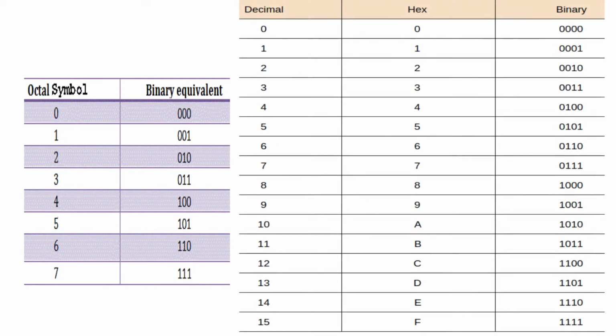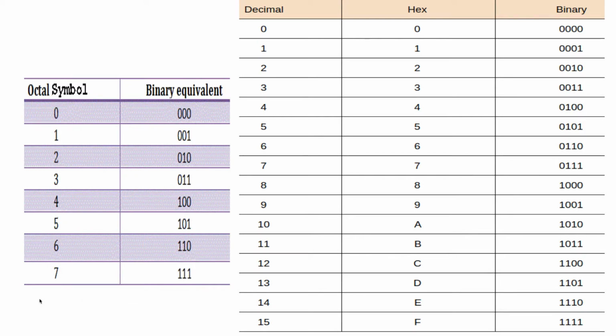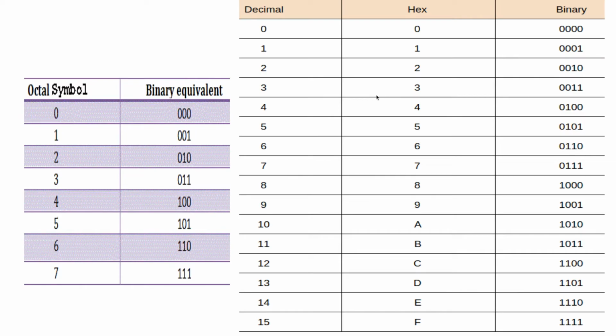I have these tables which help you in understanding octal and hexadecimal representations. Like I said earlier, 8 cannot be taken as octal representation because we can see we have digits only till 7 in this octal table. Similarly, here we have another table for hexadecimal representation.